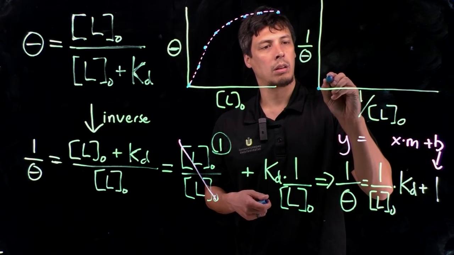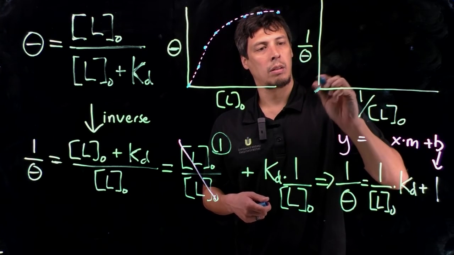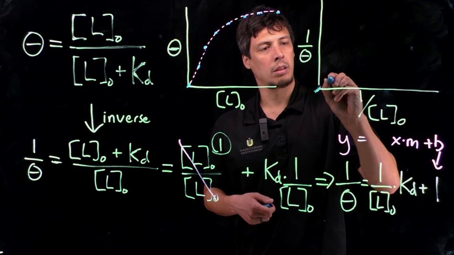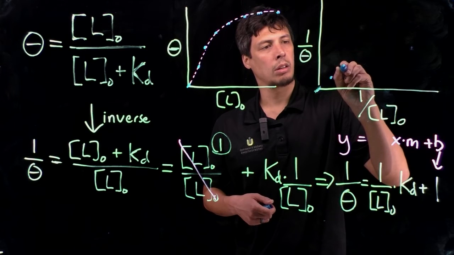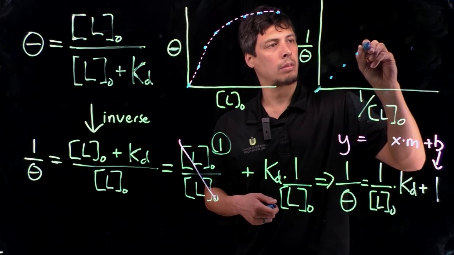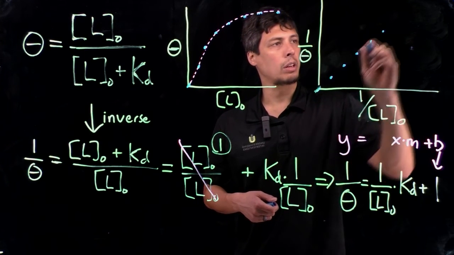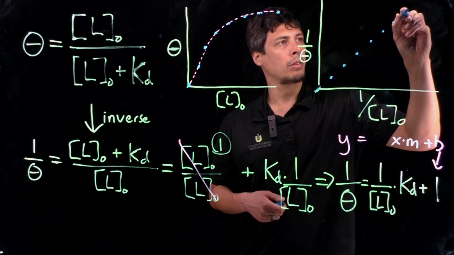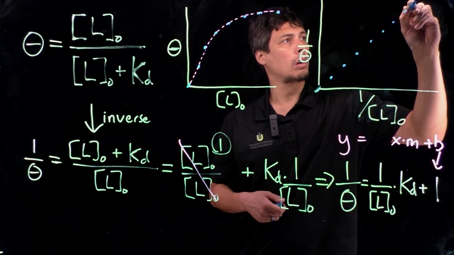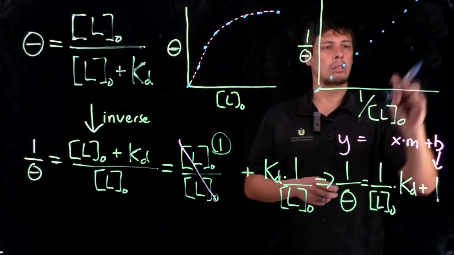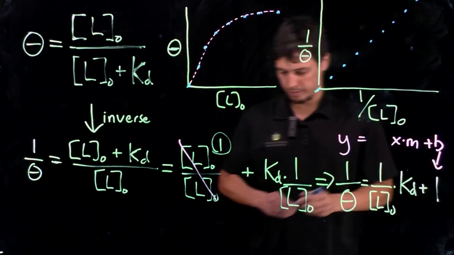Okay, and now we get our points where points at larger ligand concentrations are actually smaller data points now because they're inverted, right? And where there were larger ligand concentrations, they're now at higher numbers.